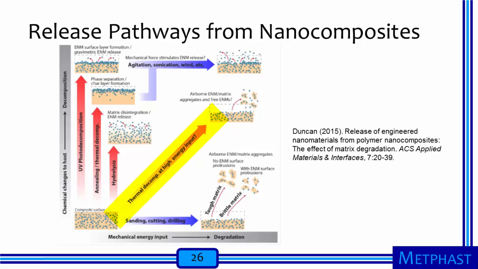High-energy thermal decomposition, such as fires, has the potential to alter the polymers so that the nanomaterials are able to be released. We will focus most on the machining processes, but also consider the combination of chemical decomposition and machining. Let's look at data from several published research studies.